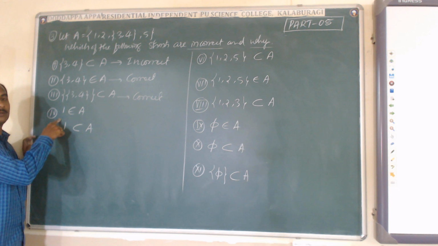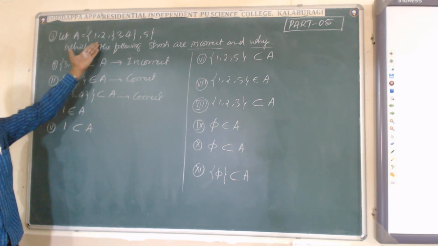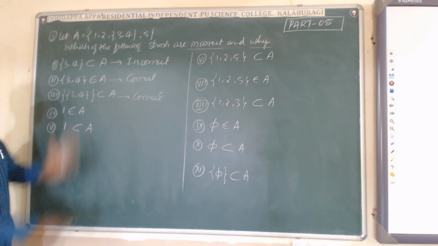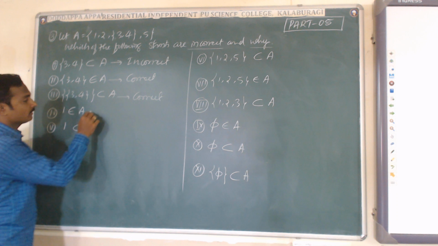Coming to the fourth one. The element 1 belongs to A. You can see clearly 1 is an element of A. So 1 belongs to A, 1 is an element of A. Then this is correct.